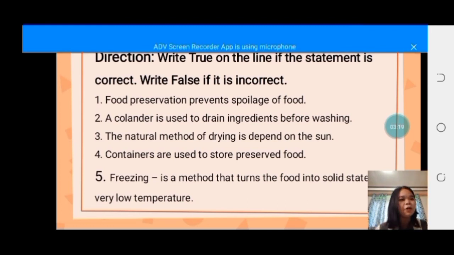How about number 4? Containers are used to store preserved food. What is your answer? Okay, very good. It is true. How about number 5? Freezing is a method that turns food into a solid state at very low temperature. What is your answer, class? Okay, very good. This is true. Okay. Who is the perfect? Okay, very good.